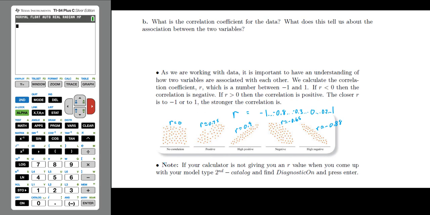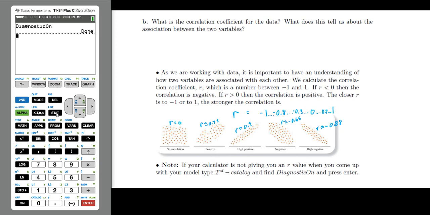In order to find it, you make sure that you have your diagnostics turned on in your calculator. So what I do is I hit second catalog, and catalog is the second function of 0. You've got this big long list here, and I'm going to scroll down until I get to the D's. I'm going to select diagnostic on, and I'm going to press enter. What that just did is seemingly nothing, but now every time that you produce your equation, it's also going to tell you what the R value is.